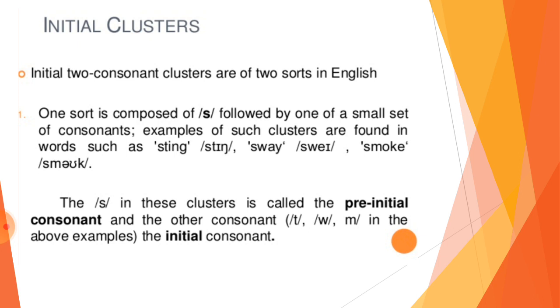The S in these clusters is called the pre-initial consonant, whereas the other consonants, T, W, M in the above examples, are the initial consonants.